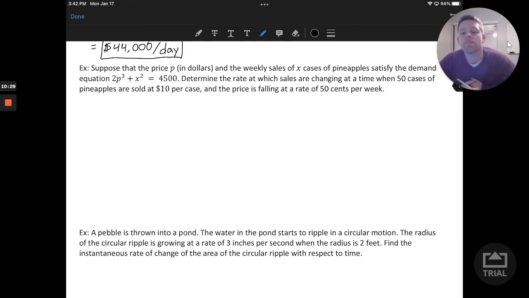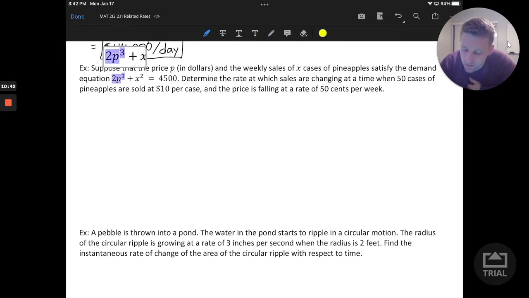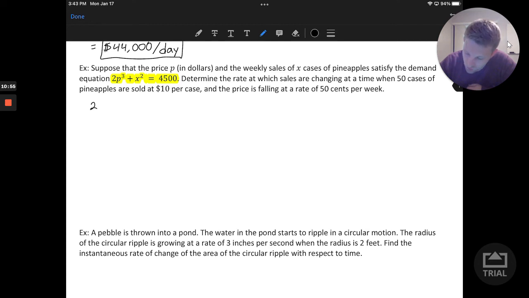So let's go ahead and grab as many pieces of information as we can before we consider a derivative. So the first thing we can grab is this equation that relates the price and production level, or the weekly sales in x. So we'll just jot that down below here, 2P cubed plus x squared, and then we'll have 4,500.